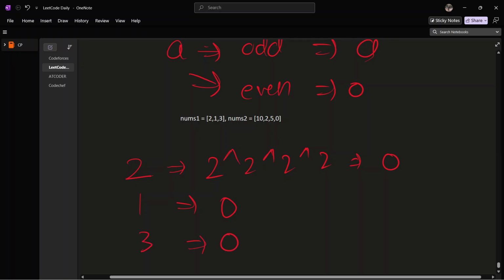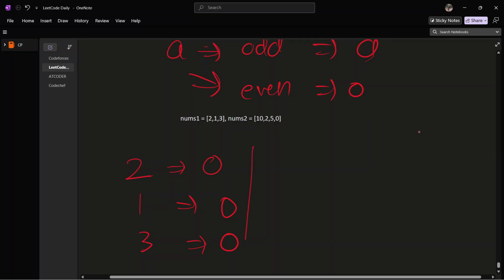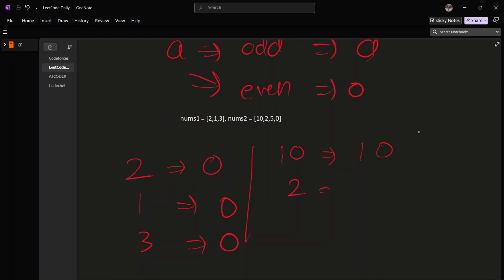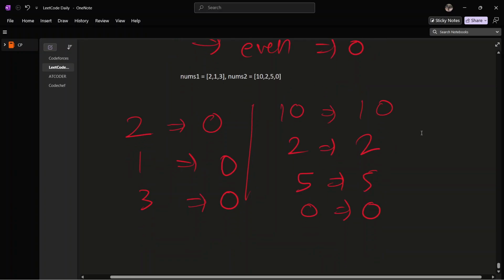3 will contribute 0. But when we consider for 10, 2 will give 0. Now for 10, 10 will contribute 3 times. So 10 will contribute as 10. Then 2 will contribute as 2 and 5 will contribute as 5. 0 will contribute as 0. So the final answer will be bitwise OR of these numbers. Zeros should not be considered. So we'll get 10 OR 2 OR 5, which is equal to 8 OR 5.